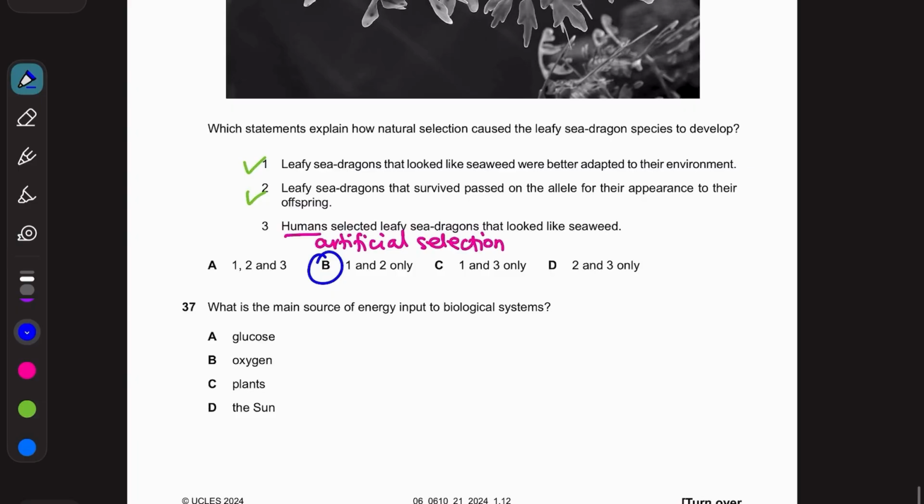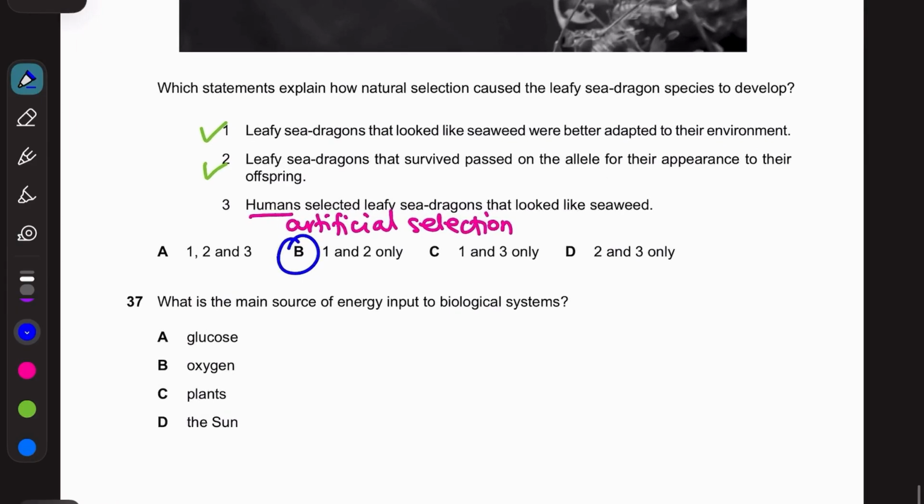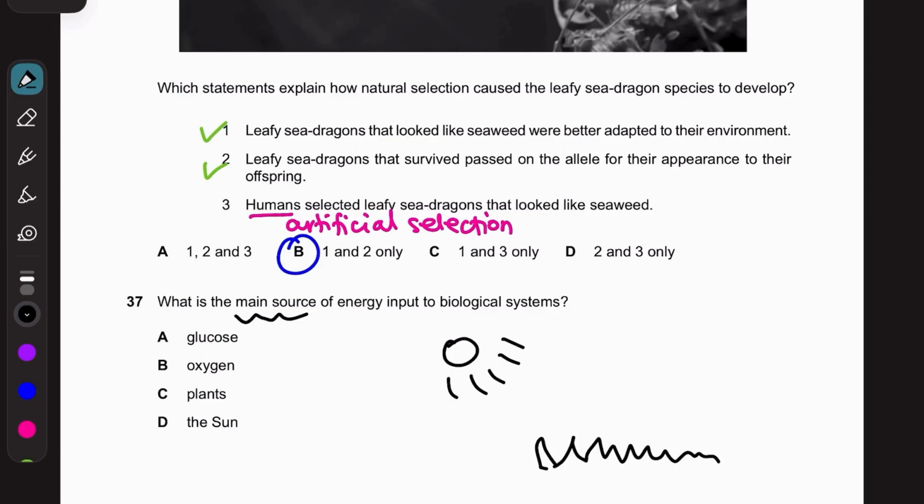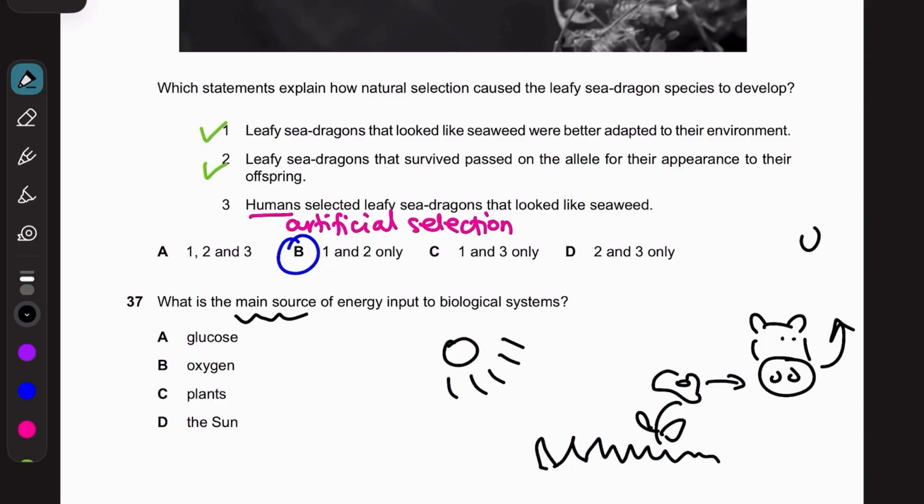Okay. And then finally, 37 says, what is the main source of energy input to biological systems? Energy input, just the main source, right, comes from the sun. I hope you realize that, because the sun enables all of the plants to grow, and then that will give energy to whoever's eating it, such as a cow. And then depending on if you're vegetarian or not, it will get eaten by humans as beef, and so on. But ultimately the energy source comes from the sun.